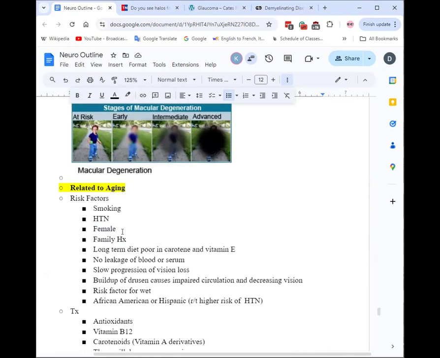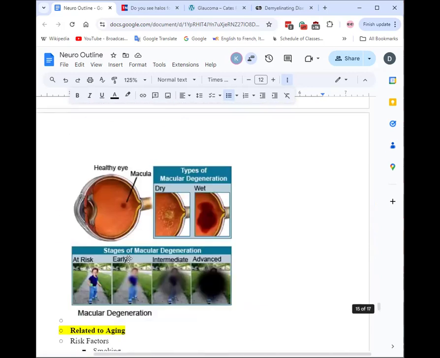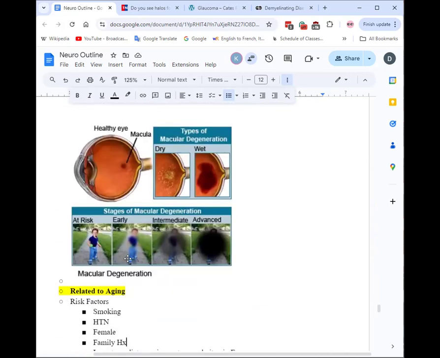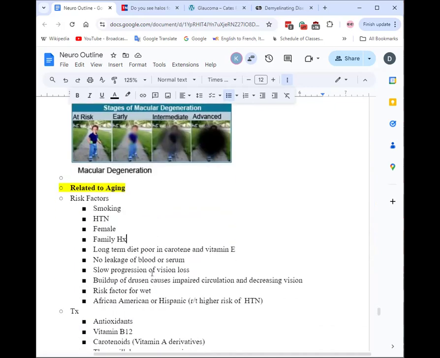Race can matter too. African Americans or Hispanics have a higher risk of developing hypertension, and hypertension is one of your risk factors for it. So it's just things to keep in mind. Again, like the other conditions, things that impact your blood flow are going to impact your intraocular pressure and so on.